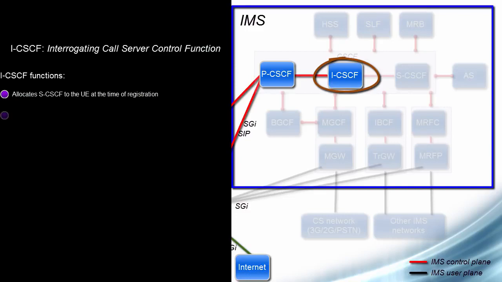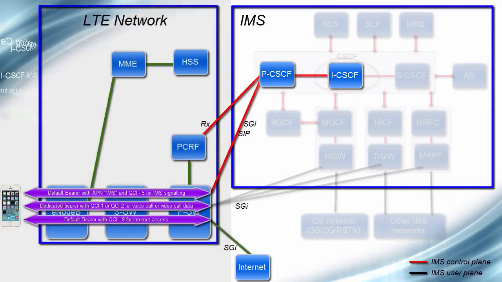Its second main task is, when there is a SIP message destined for a UE, ICSCF determines which SCSCF the UE is registered to by interrogating the HSS, and forwards that SIP message to the correct SCSCF.